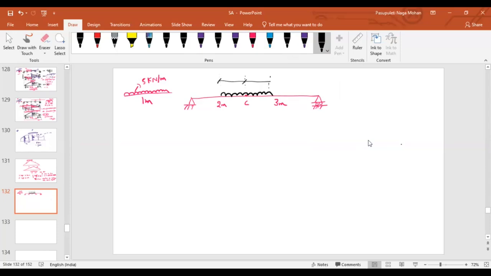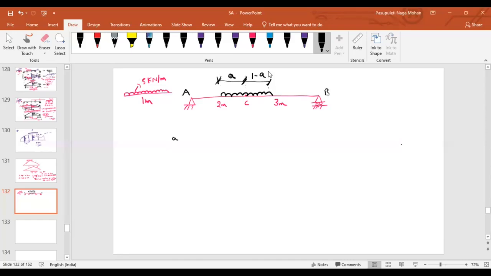Let us say from here to here, the length is A. We have to find the maximum at point C. From point C, the starting point of the load is at a distance of A. Can you tell me what is the distance from here to here? 1 minus A, since the length is 1 meter. So what about this length? 1 minus A. Here I'm talking about a specific case, that's why 1 minus A.